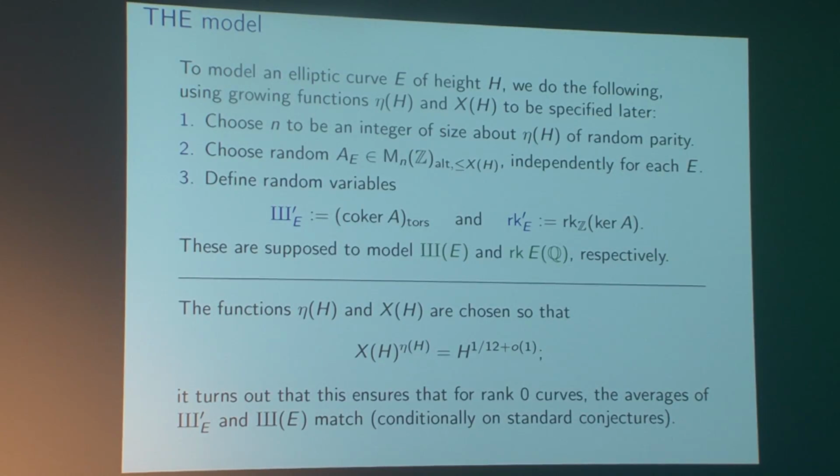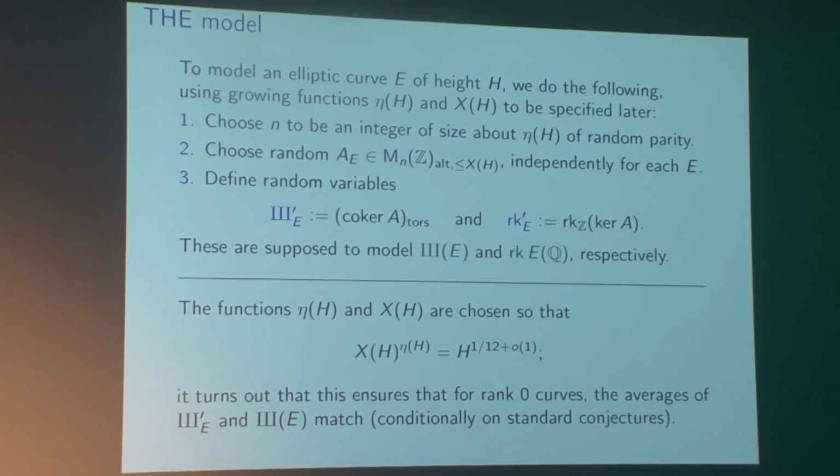substitute for the rank. So I take this random matrix, and I take the torsion subgroup of the co-kernel. That's sort of this fake Shafarevich-Tate group. I also get a pseudo rank by taking the rank of the kernel. And so the question is, how do these things behave as E varies? These are supposed to model the actual Shafarevich-Tate group and the actual rank of the elliptic curve. Okay, and this is not complete.